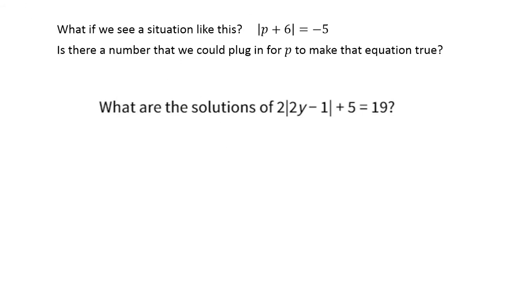What if you run into something like this? You have an absolute value expression that equals a negative number. Is there anything I could plug in for p that makes that true? No, there's not, because remember, this expression is going to turn things positive. Not to be confused with the case we just looked at where I wrote a positive and a negative case. The absolute value itself cannot equal a negative number. So this is simply no solution if you run into something like that.